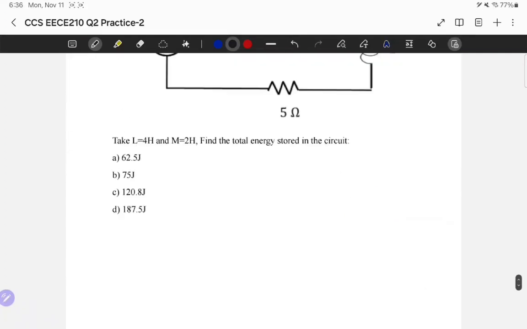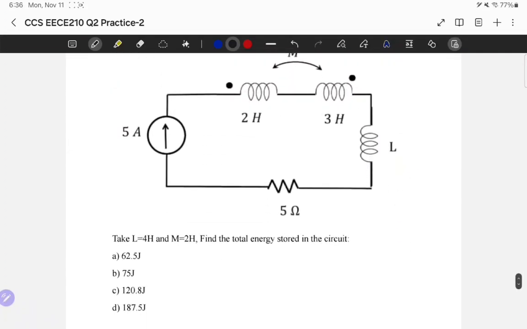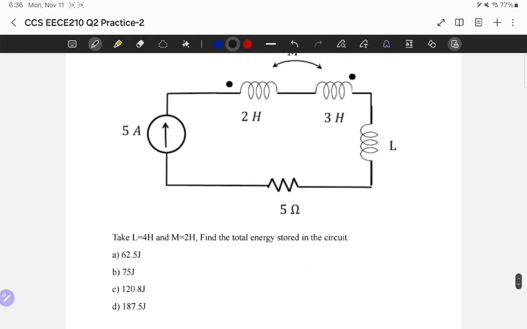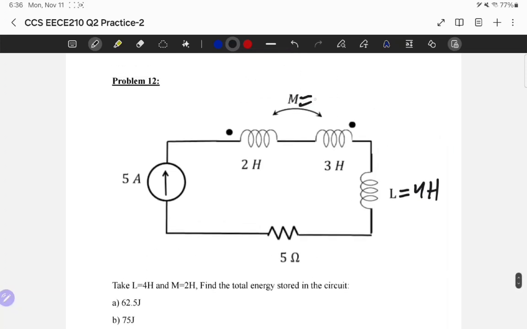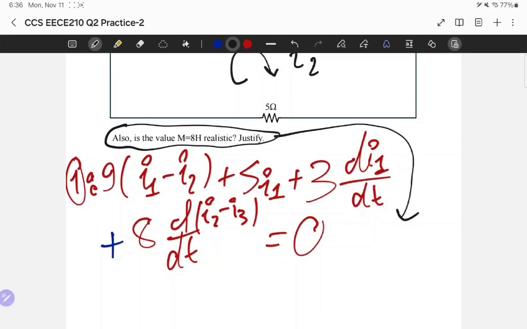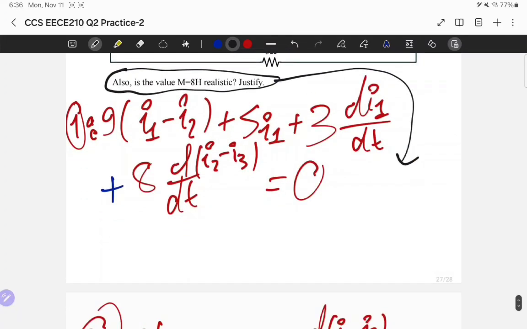Now, finished with this problem, I want to go back to the final problem. It's really important. So taking L equal 4 Henry, so this in here is 4H, and M to be 2 Henry, so the mutual coupling is 2 Henry. Actually, before I get into this equation, we had also this question. I'm going to answer it in here. Also, is the value of M equal 8H realistic? Justify. We know that M is equal to K square root of L1 L2. If you don't know this, it's included in the formula sheet, and also in the slides.